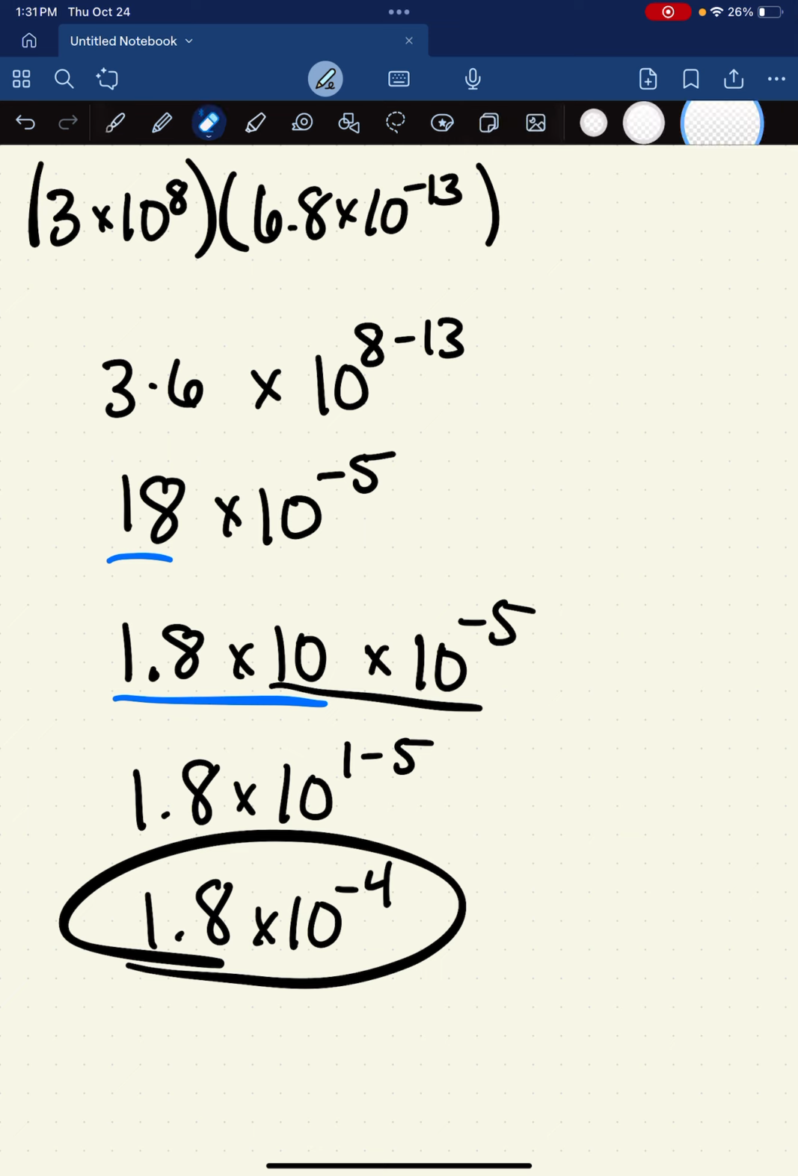Well, it would help if I actually used the right numbers, I suppose. I apologize about that. Let's call this just 6 instead of 6.8. Sorry, I forgot to include the 0.8 in there. So if it was just 3 times 10 to the 6 times 6 times 10 to the negative 13, my bad.